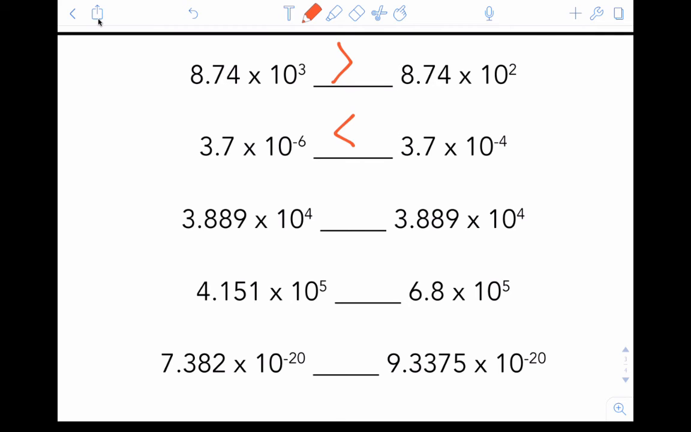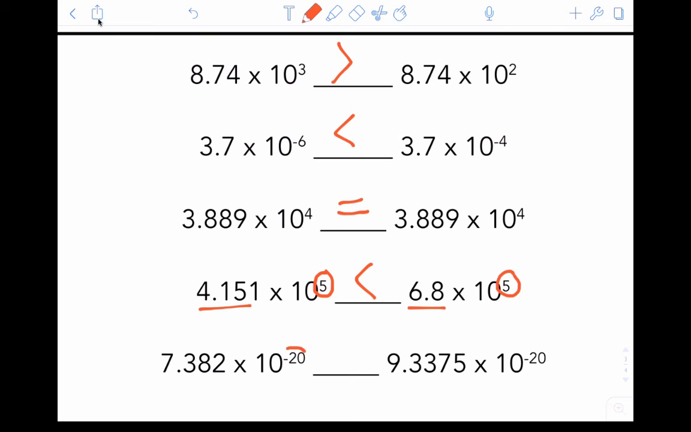This next one, 3.899 times 10 to the 4th, is the exact same as 3.899 times 10 to the 4th. So those two are equal. My next one, looking at the exponents, they're both equal. So I need to look at the coefficients. 6.8 is larger than 4.151. So 4.151 times 10 to the 5th is less than 6.8 times 10 to the 5th.